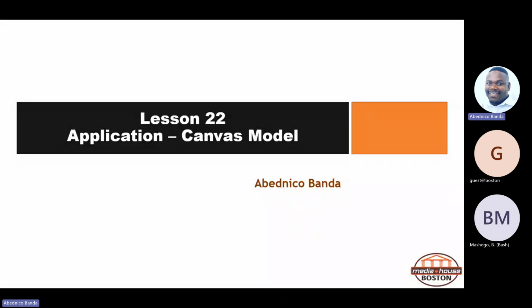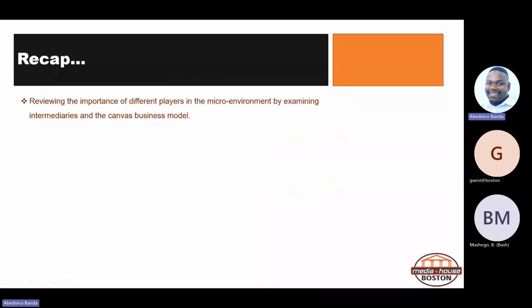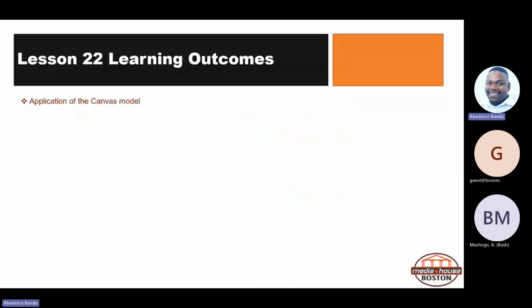So we discussed intermediaries and the Canvas business model. But before we go on to the exercise of today, which is application, can you guys just tell me what you understood in the previous lesson, based on how you took it, of course? You are not wrong at all. I just want to see if you still have fresh memories about what we discussed in the previous lesson.